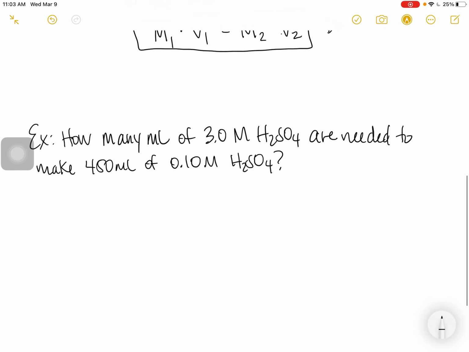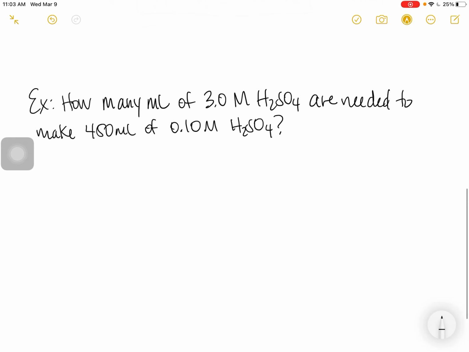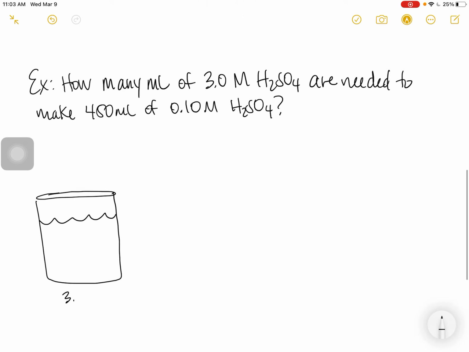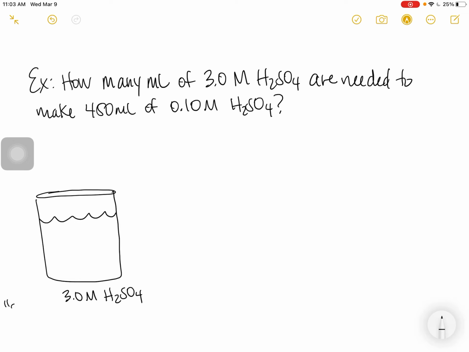Okay, so here's my example. How many milliliters of a 3 molar H2SO4 solution are needed to make 450 milliliters of a 0.1 molar H2SO4 solution? Okay, so I'm going to draw a picture because I think it's the easiest way to explain this. So let's say I have my beaker. This is my 3 molar H2SO4, which we actually are going to refer to as the stock solution. That's the one that you're working with. It's the more concentrated solution. Okay, it's called the stock solution.